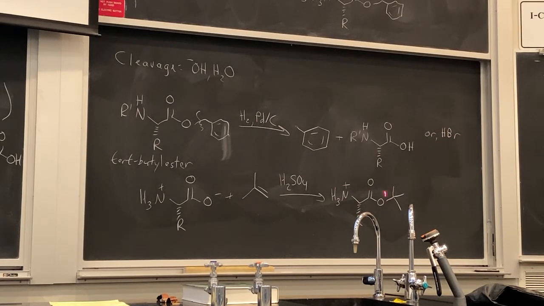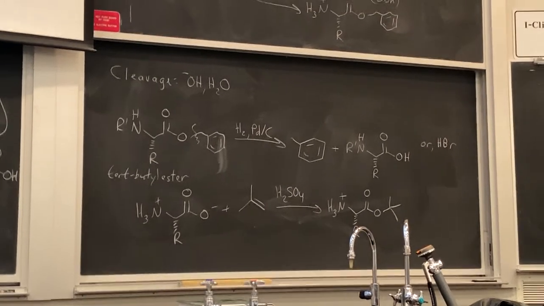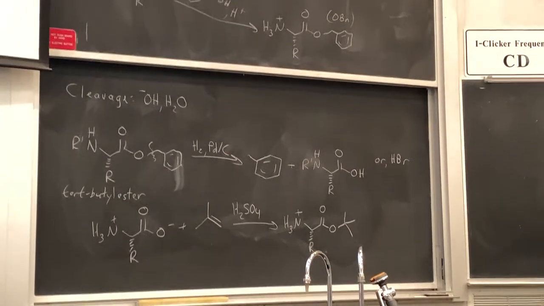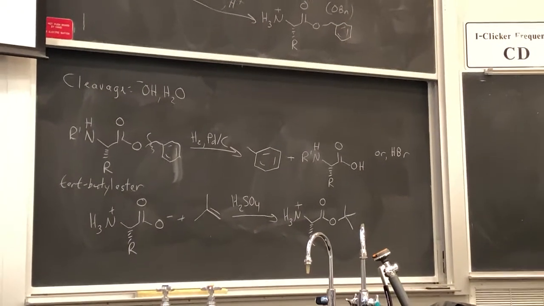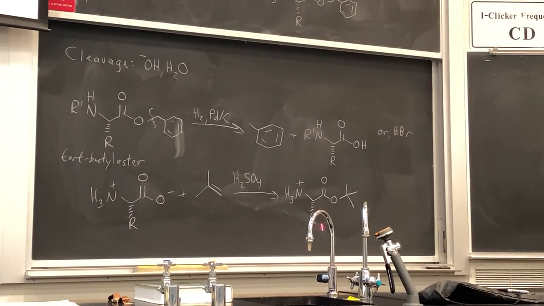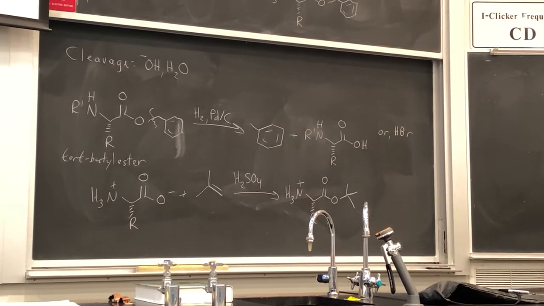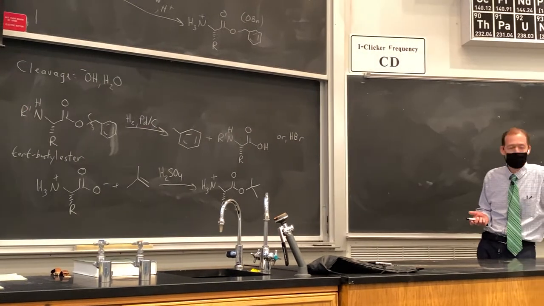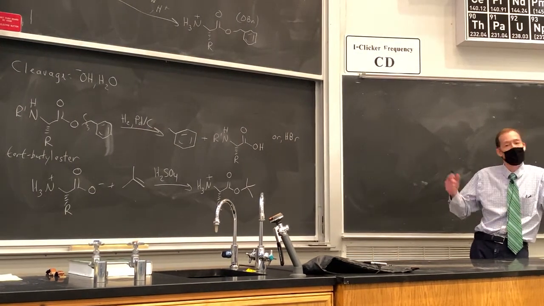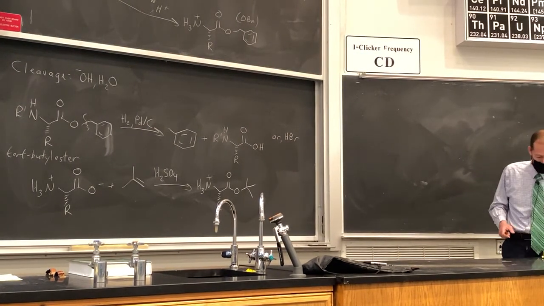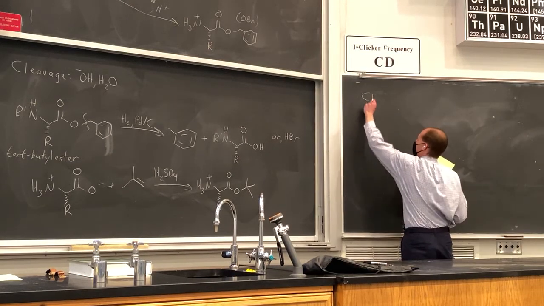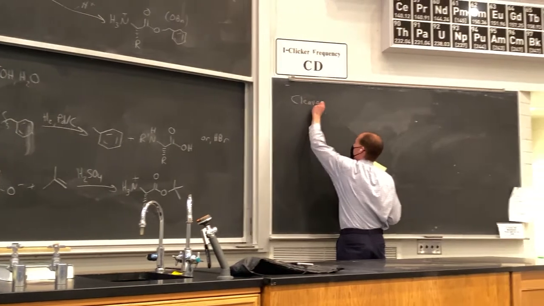All right, so why would we want to make a tert-butyl ester as a protecting group for carboxylic acids? Well, the reason we would want to do this is that we can remove the tert-butyl ester under reaction conditions that are different from removing the benzyl ester or the methyl ester. And as you'll see, they're the same conditions that are used to cleave the Boc group.